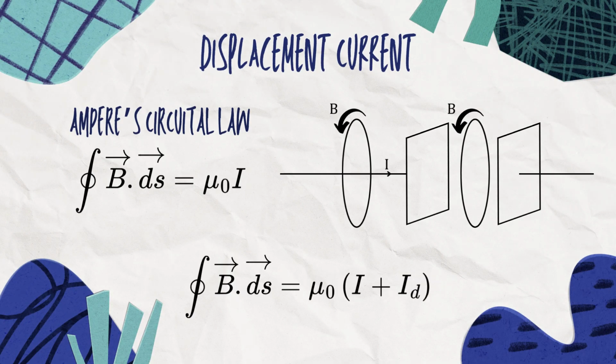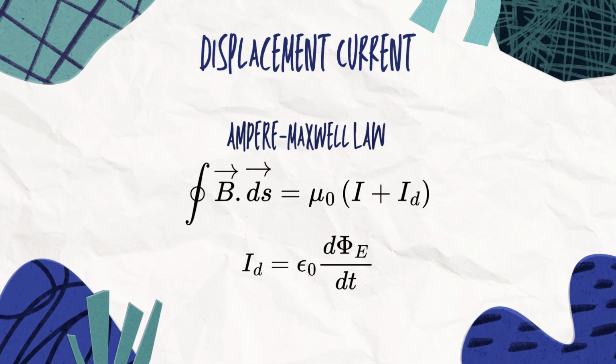He suggested including an additional contribution, I_D, the displacement current, to the real current, which can also be called the conductor current. Now a new equation is obtained, called the Ampere-Maxwell law, where the displacement current is equal to epsilon naught times d over dt of electric flux.